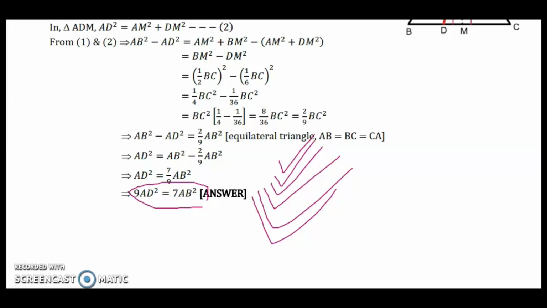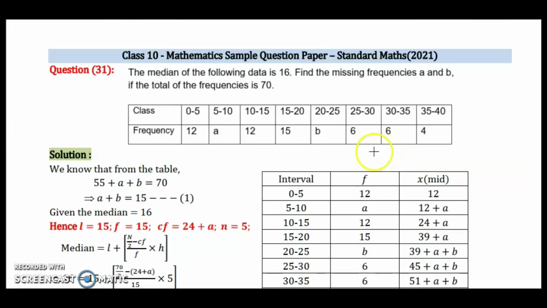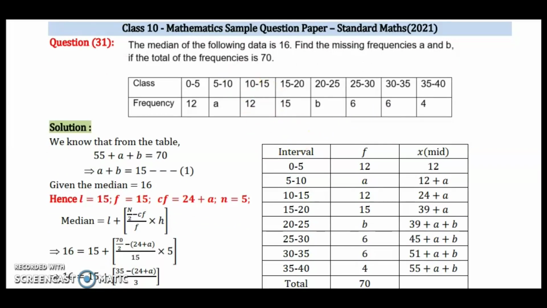Right. The next problem is, if the median of the following data is 16. I think now we are getting into the little bigger type of problems, right? Find the missing frequencies A and B from the given table, if the total of the frequencies is 70. We have to estimate this A and B. It's a very simple question, usually asked.